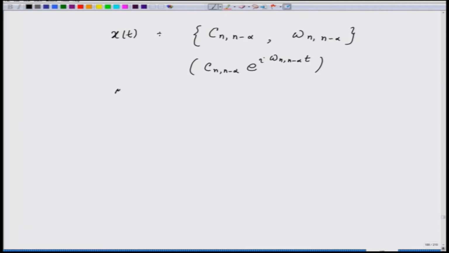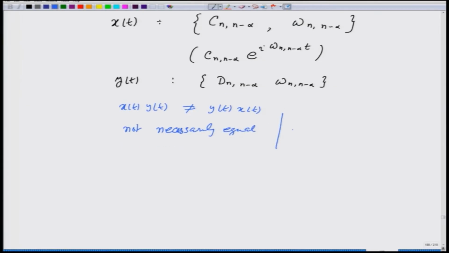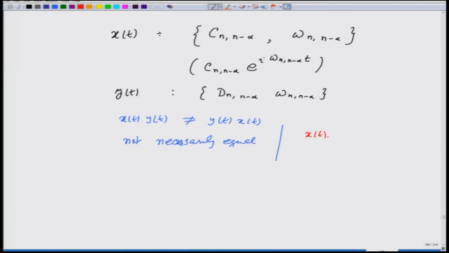This collection of numbers gives this. There could be another quantity y(t) which can be represented by a collection of d_{n,n-α} and ω_{n,n-α}, and there I said that x(t)y(t) is not equal to y(t)x(t). So, what I should say is not necessarily equal to. For example, if I have x(t) multiplied by x(t), that would obviously be the same if we change it, right. But the way we calculate the representation has now become matrix multiplication.